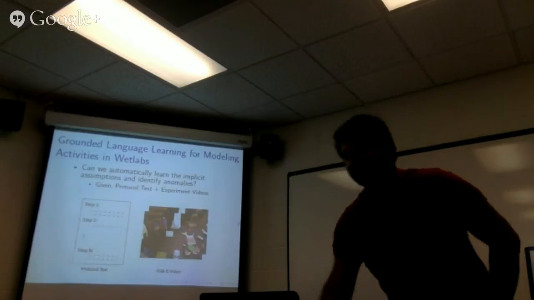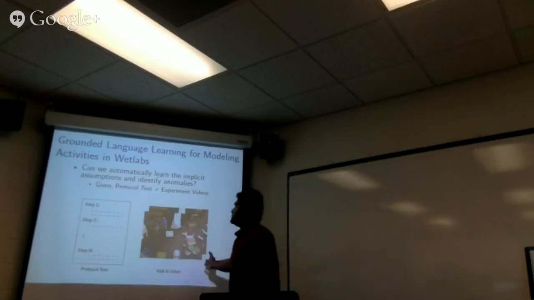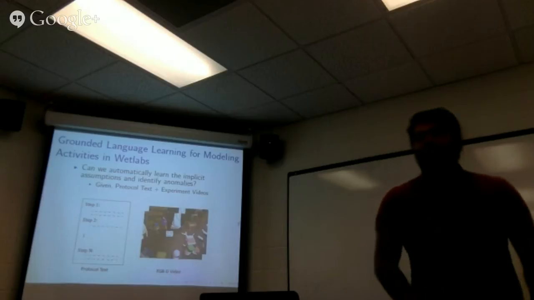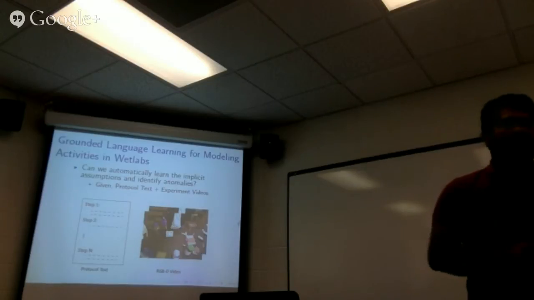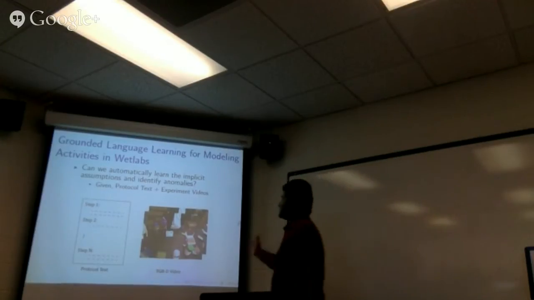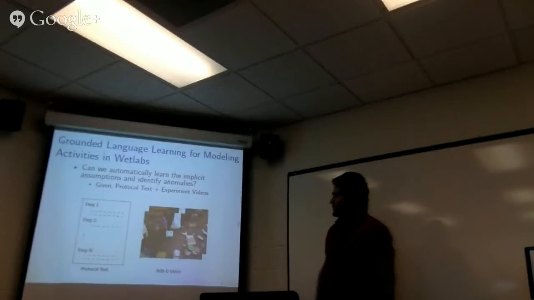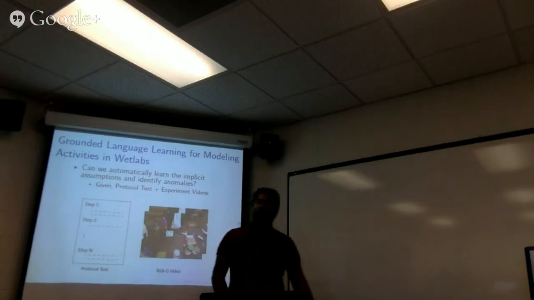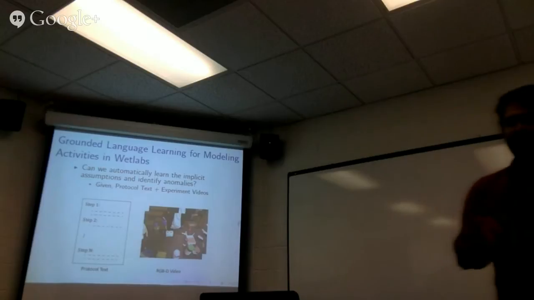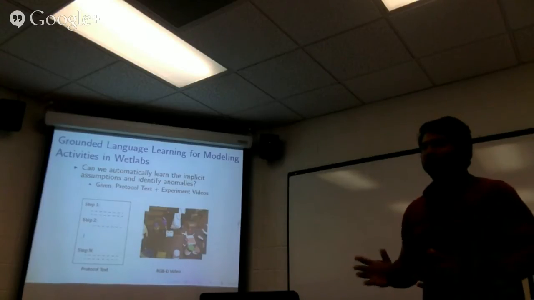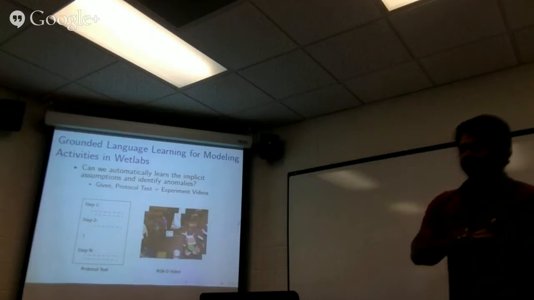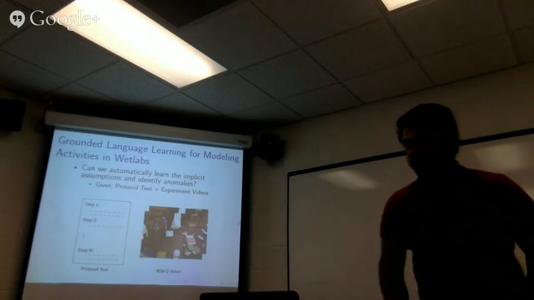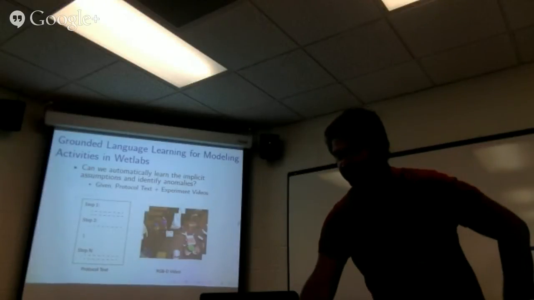And our question is, can we automatically learn these implicit assumptions and identify anomalies given a large number of natural language protocols and corresponding videos of people performing the experiment? So this is a much more difficult problem. So we start by trying to align these protocol sentences with corresponding video segments. The input to our system will be a protocol text, step-by-step natural language instructions for an experiment, and we will have multiple videos of people performing those experiments. And the question is, can we automatically learn to align different sentences with their corresponding video activities or segments in the video where they're performing those tasks?